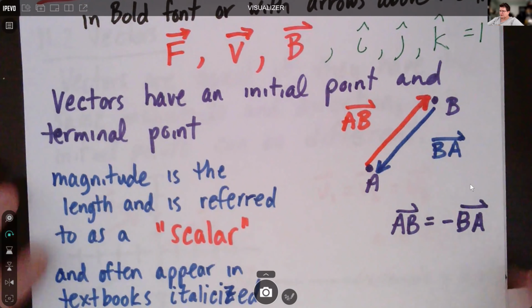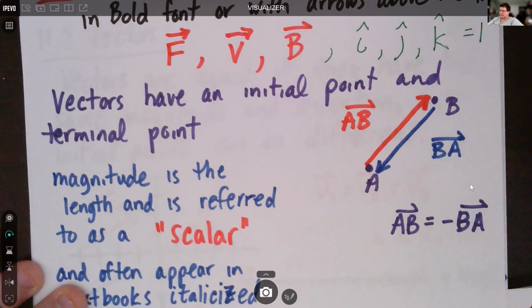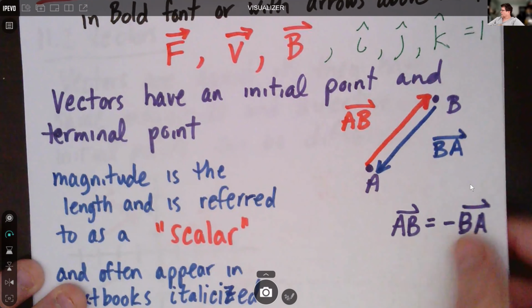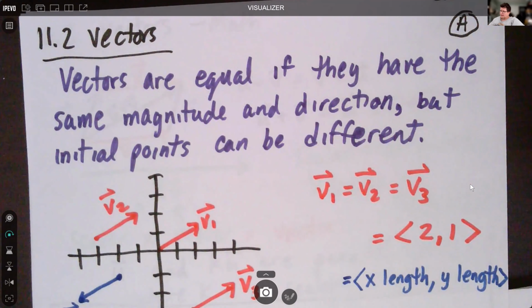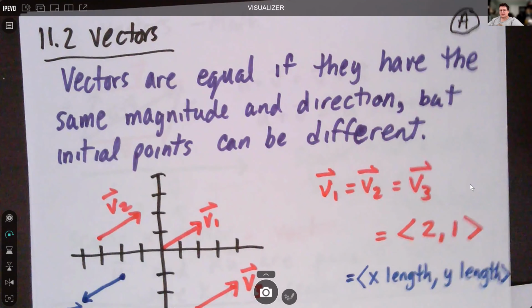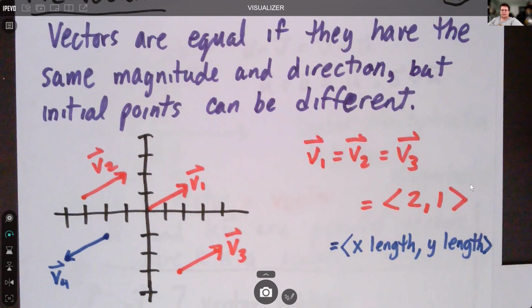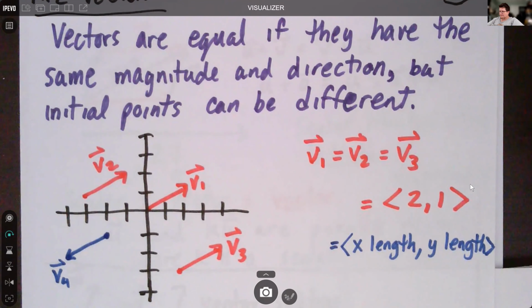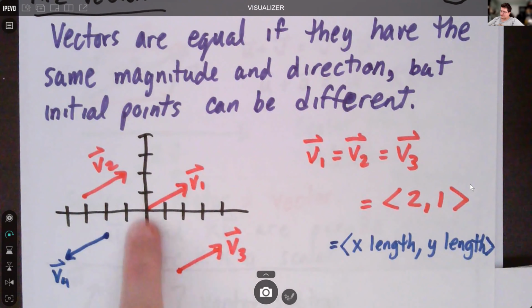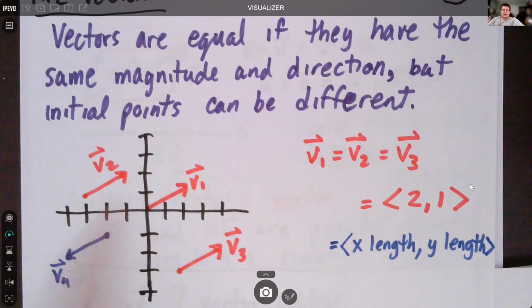When you have two vectors that are exactly opposite of each other, one is the negative of the other. If vectors are pointing in the same direction and have the same magnitude, they are considered equal vectors. They don't have to start at the same point. So I have V1, V2, V3. They are all going right 2 and up 1, right 2, up 1, right 2, up 1. These are all equal vectors. They do not need the same starting point.